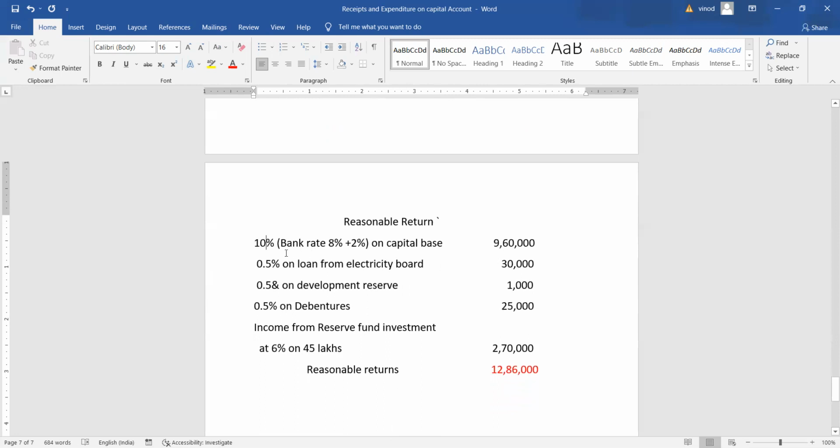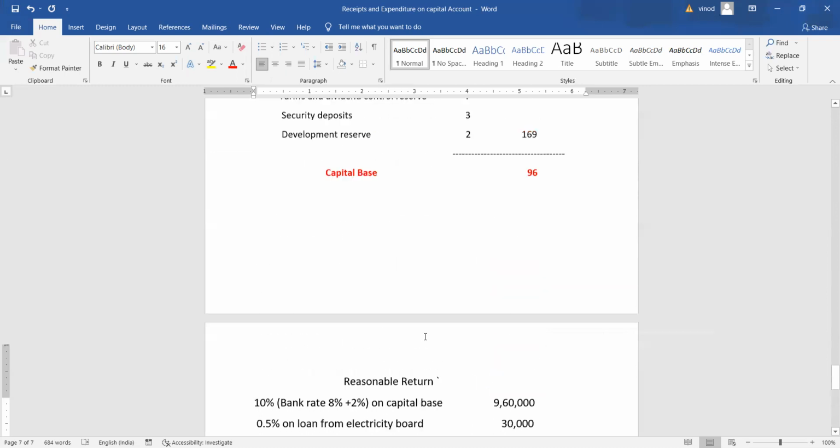Here, reasonable return is 10% on the capital base we have calculated. Always we should find 0.5% on loan from the electricity board. Always it is 0.5%. Then always it is 0.5% on development reserve, and 0.5% on debentures. Income from reserve fund investment at 6%: 45 lakhs, if we calculate 6%, that is 270. By adding all these things, the value which we got is the reasonable return. This is a simple way we can find out the reasonable return.